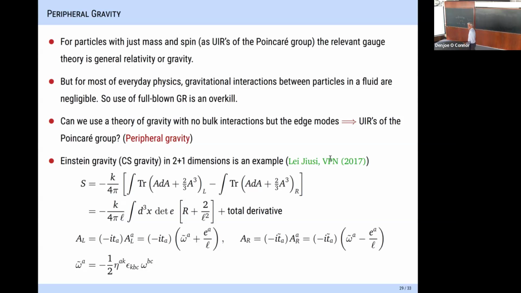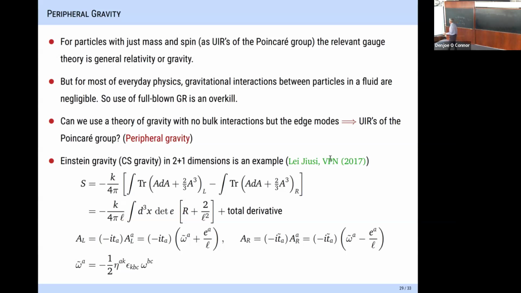Okay, so you need a theory from the point of view of these tubular regions, which simply resides on the tubular regions with no interaction connecting two different tubes. So that is what I would call a peripheral gravity, because it resides on the periphery of your manifold. Okay, can we write an example of that? Well, there is one classic example, which is Einstein gravity in two cosmic dimensions.